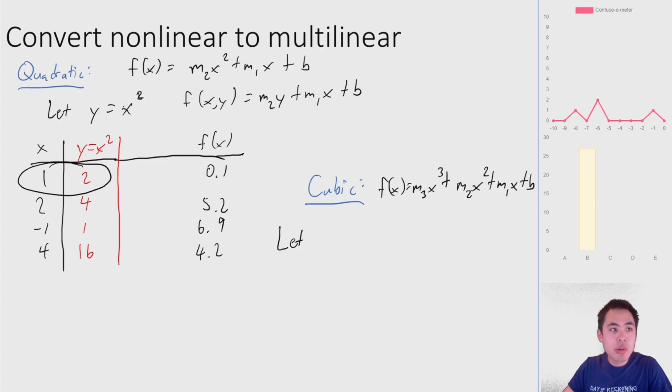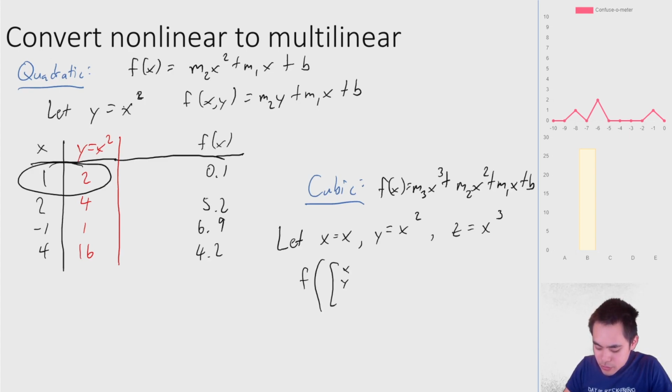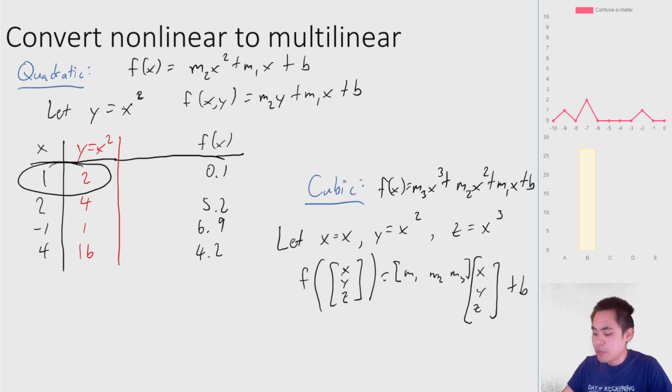But in any case, here we're going to have three different variables. So let's keep x the same, and let y be equal to x squared, and z be equal to x cubed. Well, then you could also write this as xyz equal to m1, m2, m3 times xyz plus b. So you can rewrite this as a cubic equation, and then we have a third column, so that would be z is equal to x cubed.